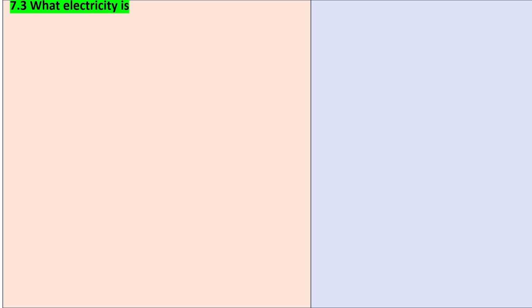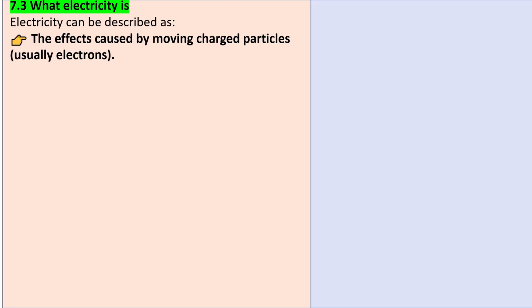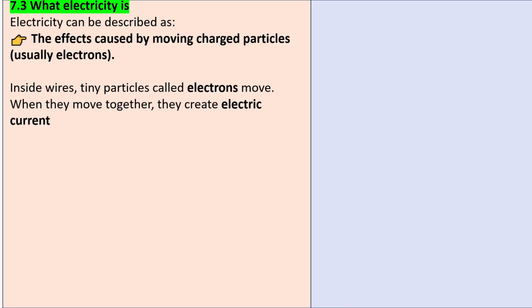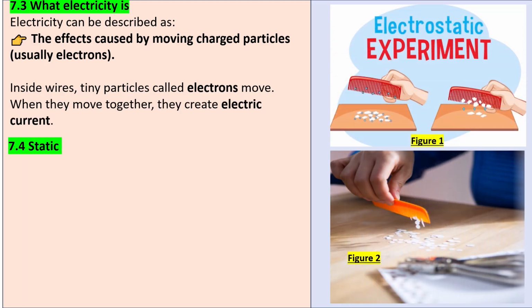What electricity is. Electricity can be described as the effects caused by moving charged particles, usually electrons. Inside wires, tiny particles called electrons move. When they move together, they create an electric current.